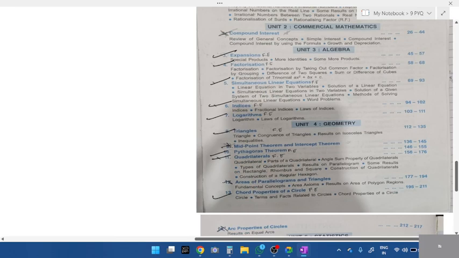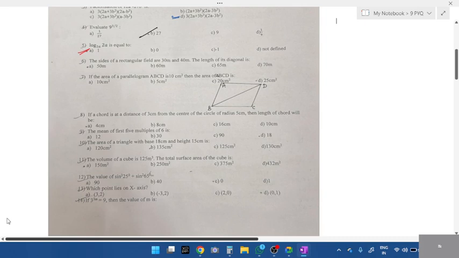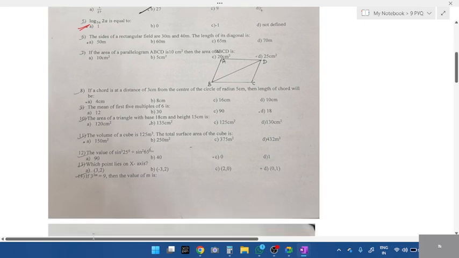Can you see area of parallelogram? 12th chapter is cancelled. 12th chapter, students, 12th is cancelled. So you might not get such questions. Chord. Try the chord property.